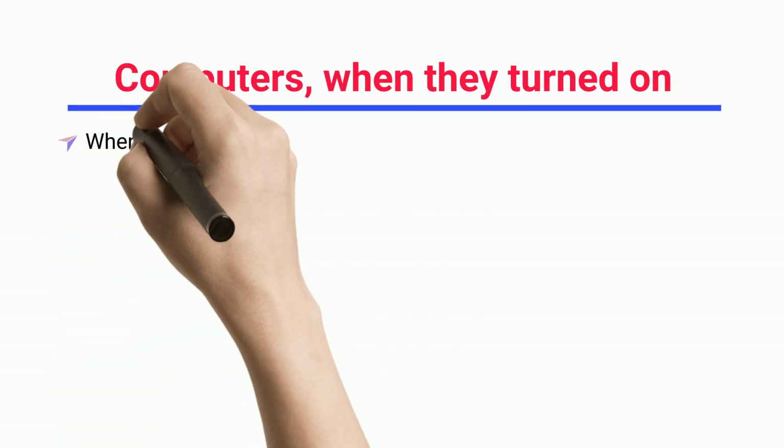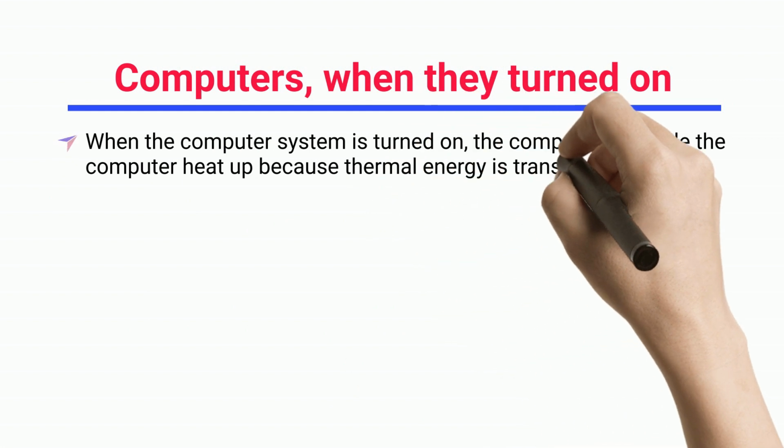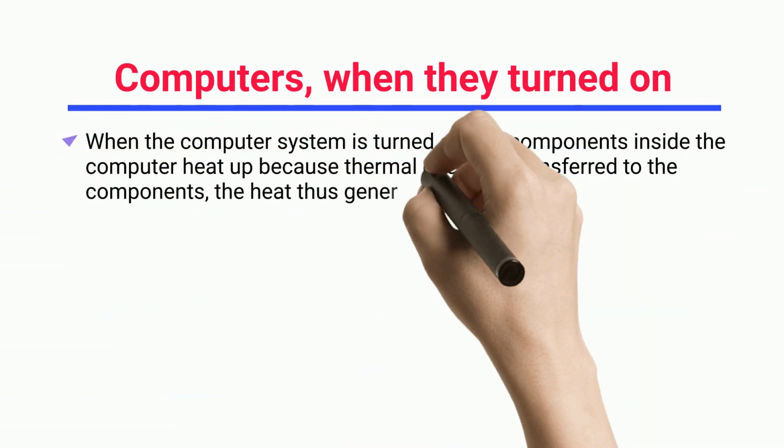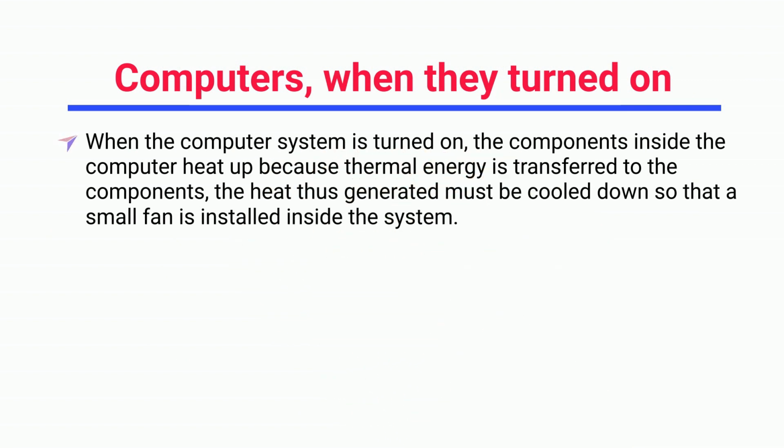Computers when they are turned on. When the computer system is turned on, the components inside the computer heat up because thermal energy is transferred to the components. The heat thus generated must be cooled down, so a small fan is installed inside the system.